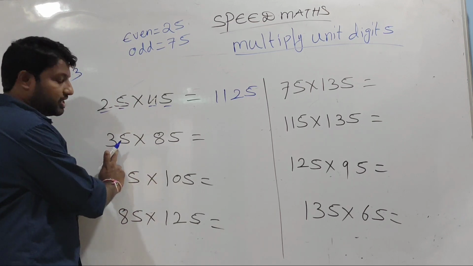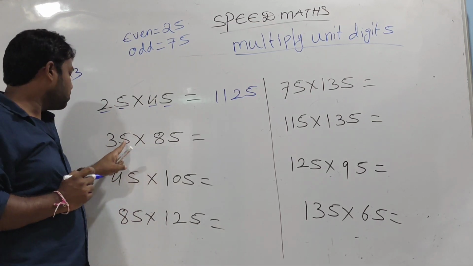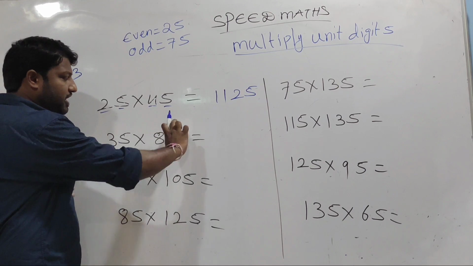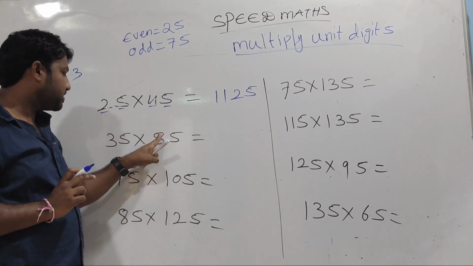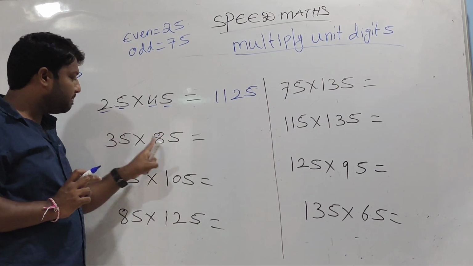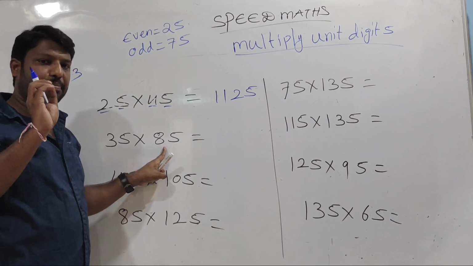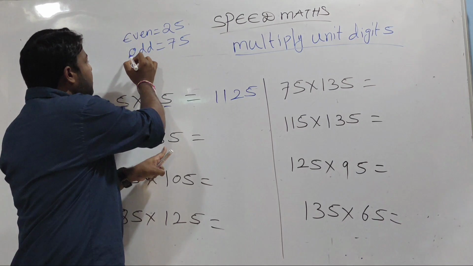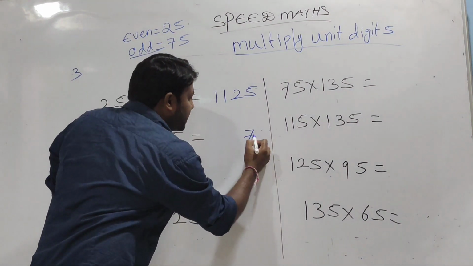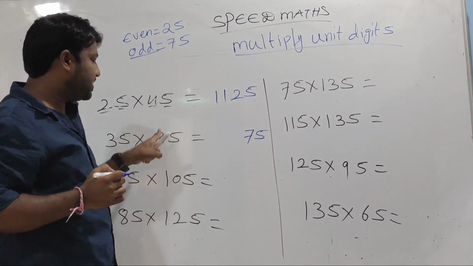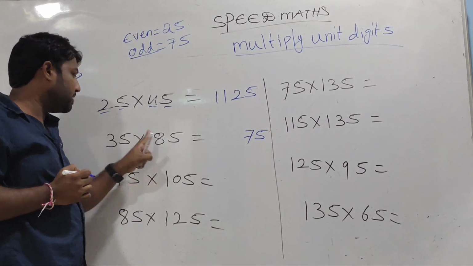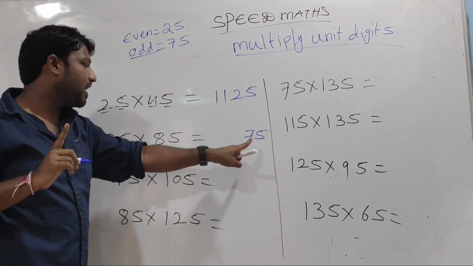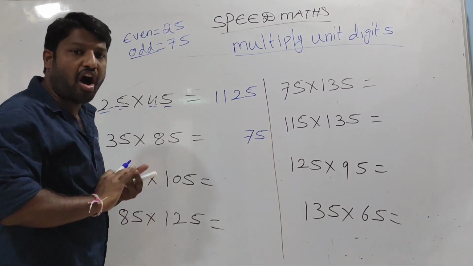Next, let's see this example, 35 into 85. Here 5 is there, here also 5. So I will check these two numbers, 3 plus 8. 3 plus 8 is 11. So 11 is an odd number. If it is odd, what will you write? 75. If it is even, I will write 25. 3 plus 8 is 11, 11 is an odd number, so I have written 75. Now take half of 11.